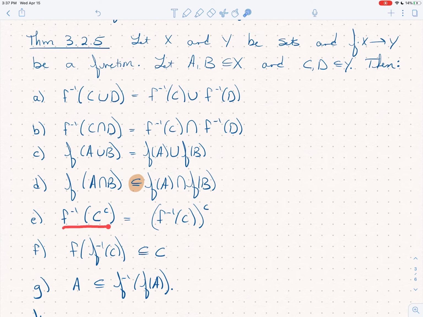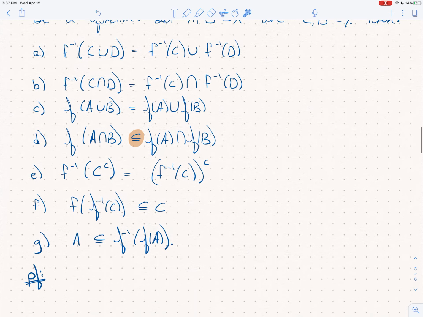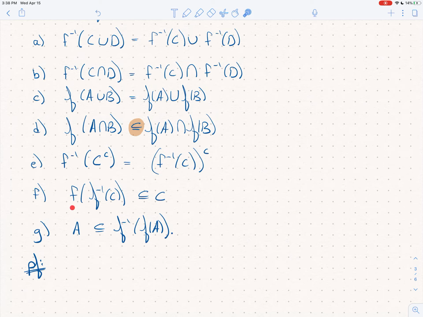The next result says that the preimage behaves very nicely with respect to complements. The preimage of C complement is the same as the complement of the preimage of C. Super nice to know that. Finally, F of the preimage of C is contained in C, and A is always contained in the preimage of F of A. These need not be equal depending on your function F. They can be, but they need not be.